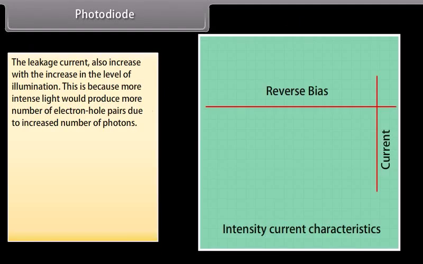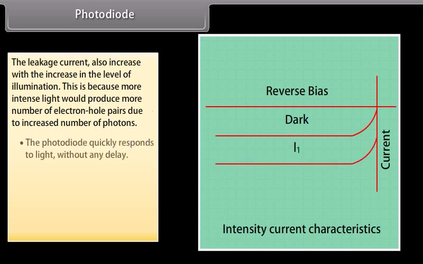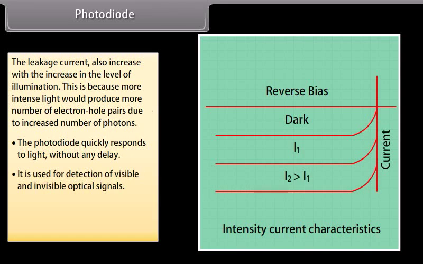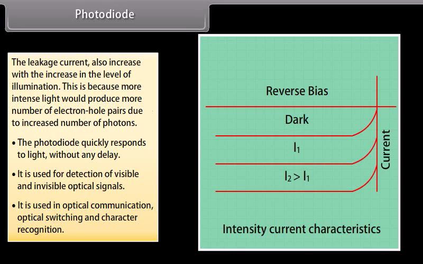The leakage current also increases with the increase in the level of illumination. This is because more intense light would produce more electron-hole pairs due to the increased number of photons. The photodiode quickly responds to light without any delay. It is used for detection of visible and invisible optical signals. It is used in optical communication, optical switching, and character recognition.